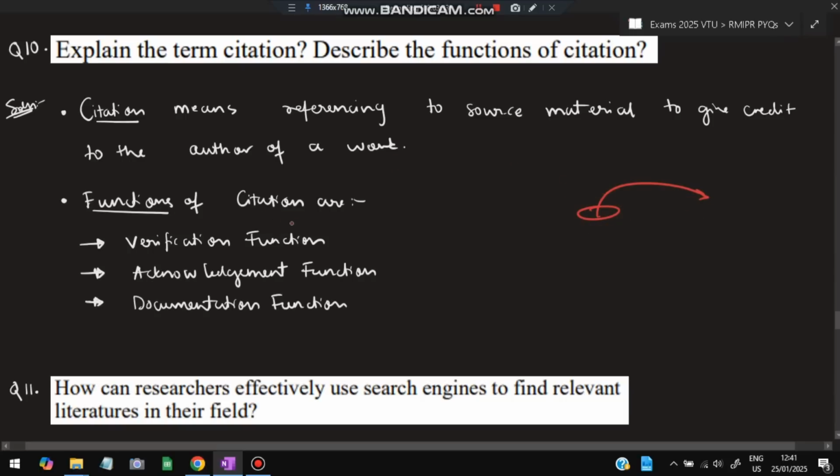So what are the functions of citation? What happens when you do the citation? It performs the verification function, meaning whatever information I have included is taken from that book, and that book is verified. Therefore whatever I have included is also right.